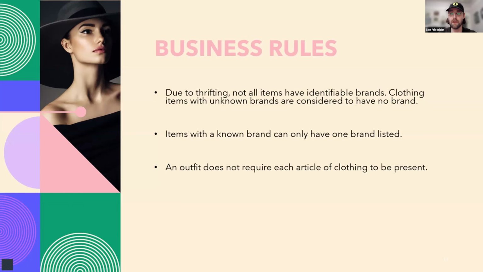Some of the business rules that we were applying for this are that due to thrifting, not all items have identifiable brands. Clothing items with unknown brands are considered to have no brand. This is represented by the record null brand. Items with a known brand can only have one brand listed, and an outfit does not require each article of clothing to be present. However, there is a large asterisk attached to this last point.